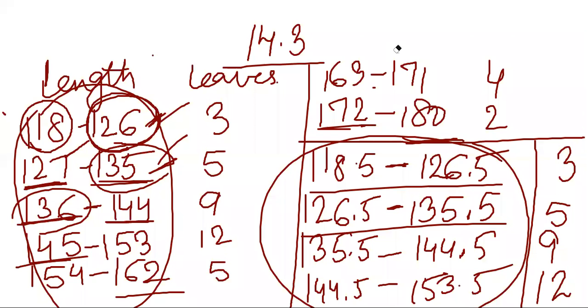There is a correction, make that correction. Lower limit minus 0.5, upper limit add 0.5, so here it should be 117.5. By mistake, I have written 118.5. It should be 117.5, right?